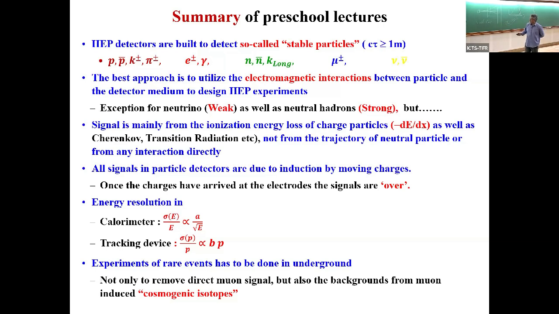An experiment on rare events, particularly a neutrino experiment, has to be done underground. This not only removes the muon signals, but also the background from muon-induced cosmogenic backgrounds. The muon events we can veto, but the muon-induced cosmogenic backgrounds are the large background for neutrino or dark matter experiments.